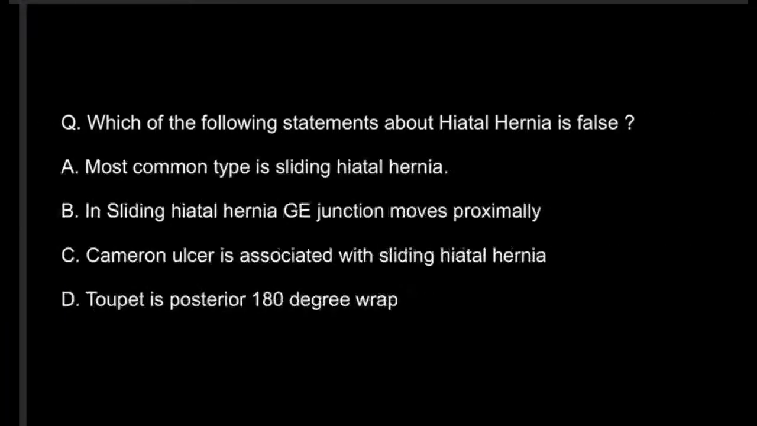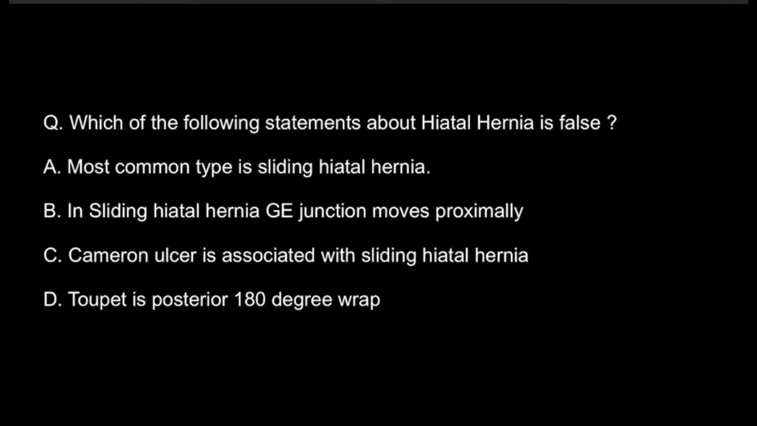Without wasting any further time, let's start with the first question. Which of the following statements about the hiatal hernia is false? Most common type is a sliding hiatus hernia. In sliding hiatus hernia, the GE junction moves proximally. Cambrons also are associated with the sliding hiatus hernia, and the top it is a posterior 180-degree wrap. So what do you think, guys? What is the answer to this particular question?